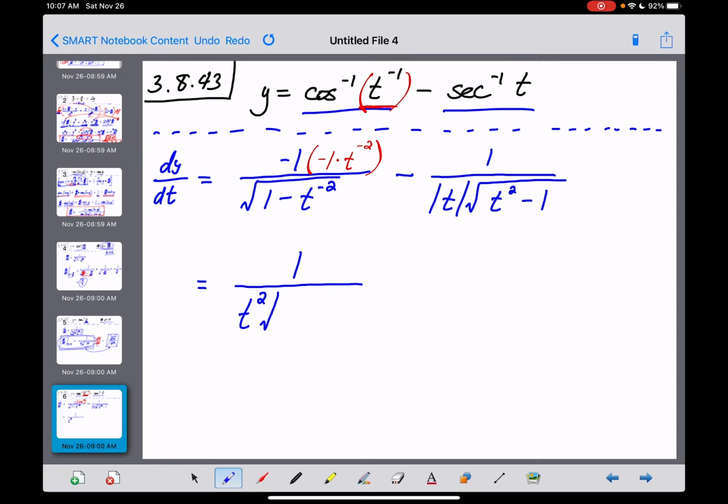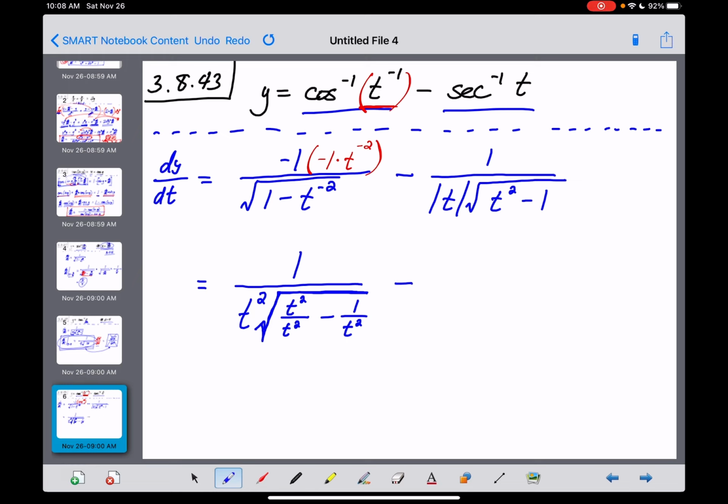Now that is going to get multiplied by the square root of, and take a look at what I'm going to do here. I'm going to change that 1 into a t squared over t squared. And the reason why is probably going to become apparent in just a second. Minus t to the negative second, we're going to write as 1 over t squared. And maybe now you see it. I wanted a common denominator there so that I can put these two fractions together in hopes of simplifying that denominator.